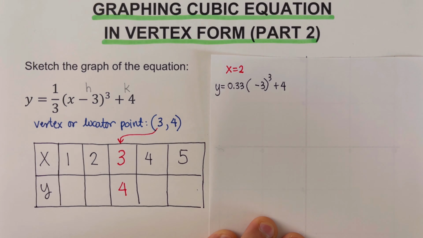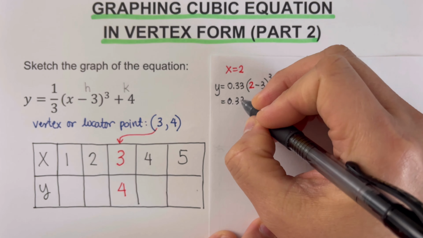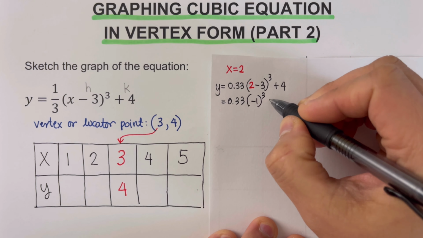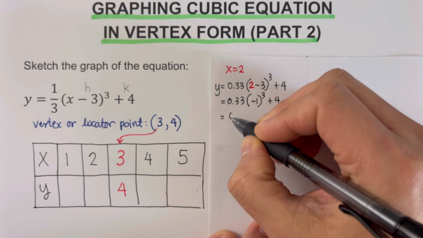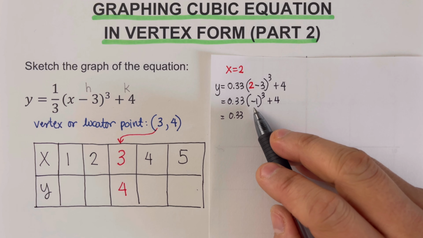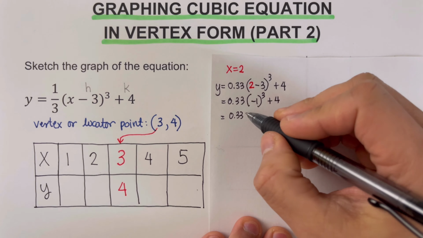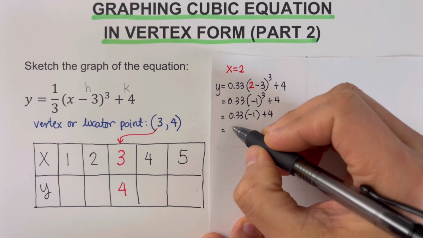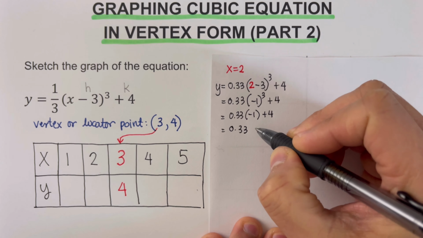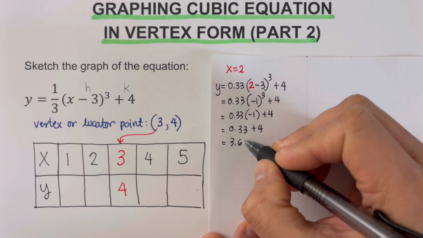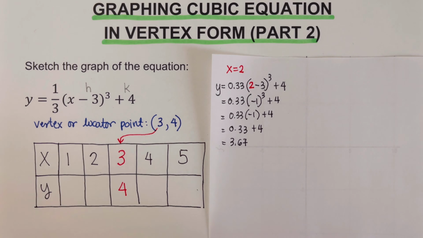We put in the value of 2 right here. So this comes out 0.33 times the quantity 2 minus 3, which is negative 1, cubed, plus 4. Negative 1 cubed means negative 1 times negative 1 times negative 1, which comes out negative 1. So I write negative 1 right here, plus 4. 0.33 times negative 1 is negative 0.33, and then plus 4, so this comes out 3.67. So the value that we're going to have here is 3.67.